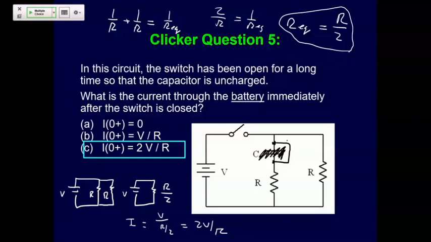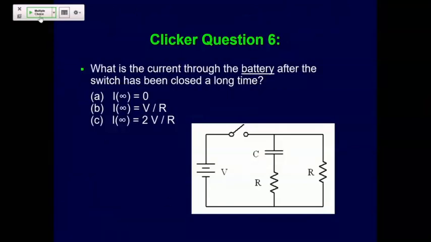Okay, so now let's think about the other case. What happens at some long time afterwards? What is the current through the battery after the switch has been closed for a long time? We just did the initial case, so now let's consider when it's been switched over for a very long time.